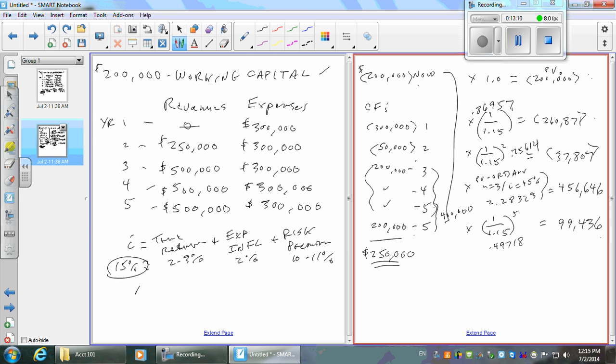That makes sense? Okay, so what do I think the deal's worth? What is that 250,000 positive cash flow really worth in today's dollars, discounted at 15%? Negative 200, negative 268.71, negative 37,807, positive 456, and positive 99. What do you get? 57,404.